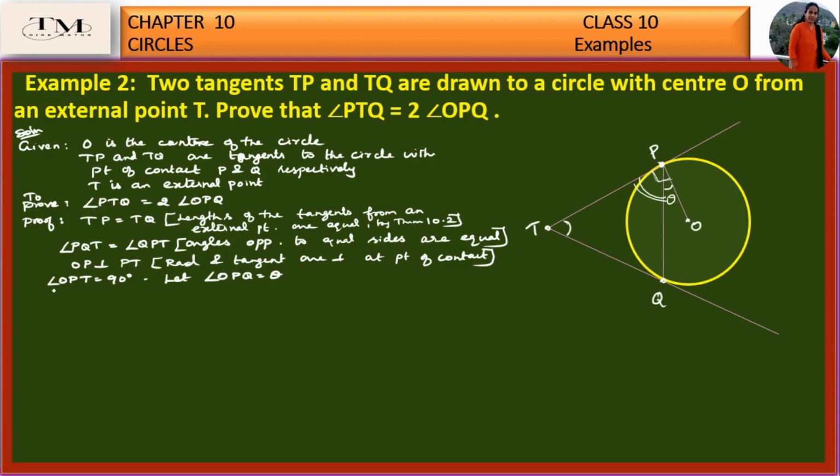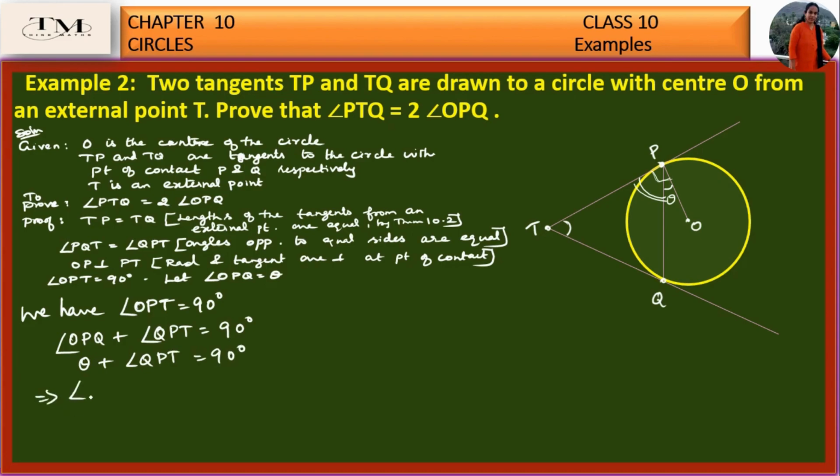We have angle OPT as 90 degree. So OPT can be written as OPQ plus QPT, which is 90 degree. And we have assumed OPQ as theta. So theta plus angle QPT equal to 90 degree. So we will get angle QPT is equal to 90 degree minus theta. So angle QPT is equal to 90 degree minus theta. So we can write it as from 2. Okay. So this equation is 1.